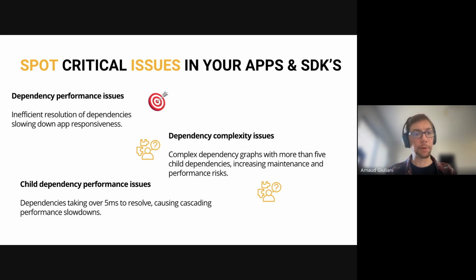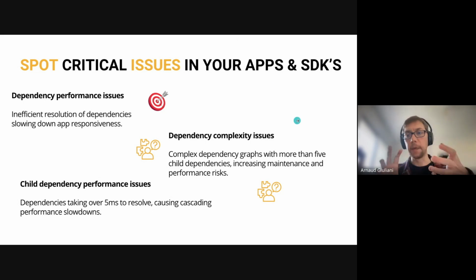Then child dependency performance issues are also something we may spot as low-hanging fruit, where we find something that might cause you a root problem later. Then we will explain the whole graph. We understand your structure. We understand your objects. We even will see some memory allocations and complexity.